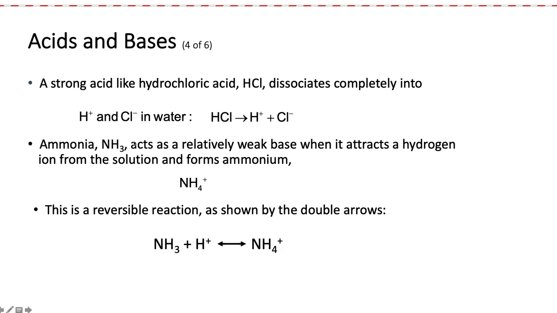Now ammonia, which is NH3, can act as a base. It can attract a hydrogen ion out of that water. So when it attracts a hydrogen ion out of that water, it's now a base. This is very reversible. Here we go, this reversible action. So it goes backwards and forwards between those two forms.